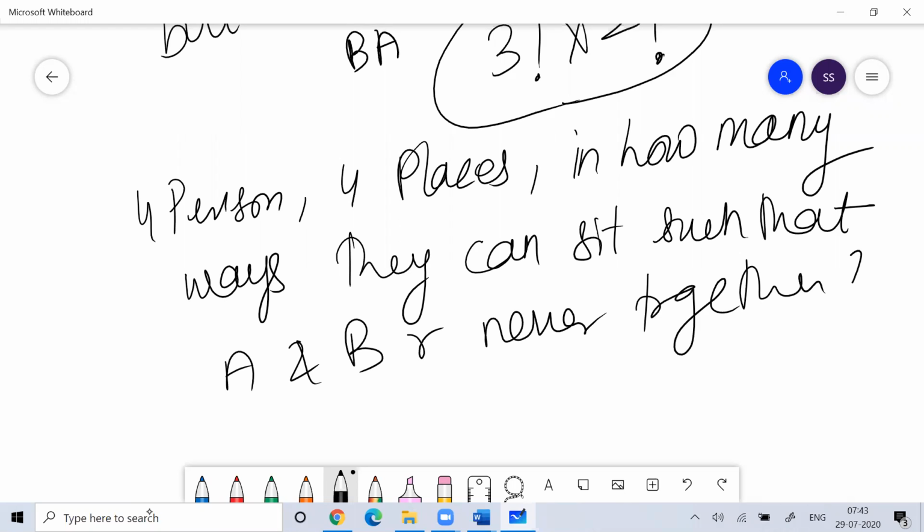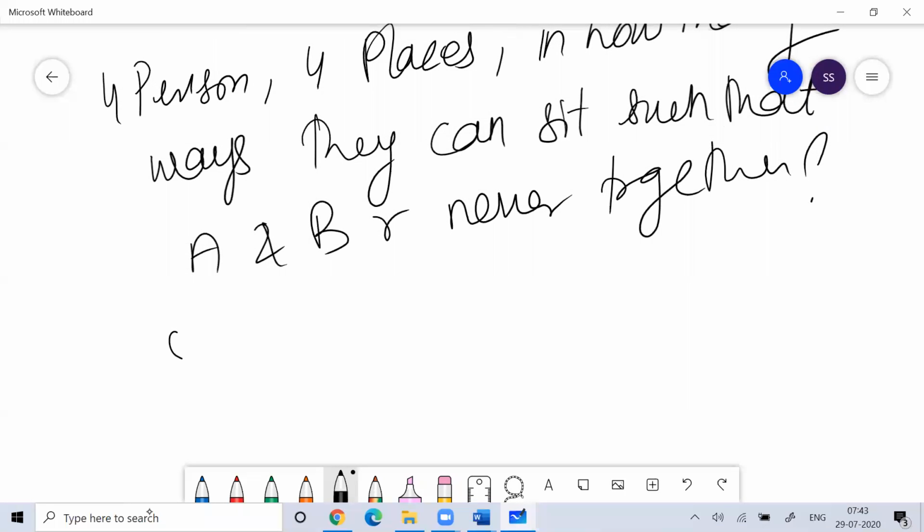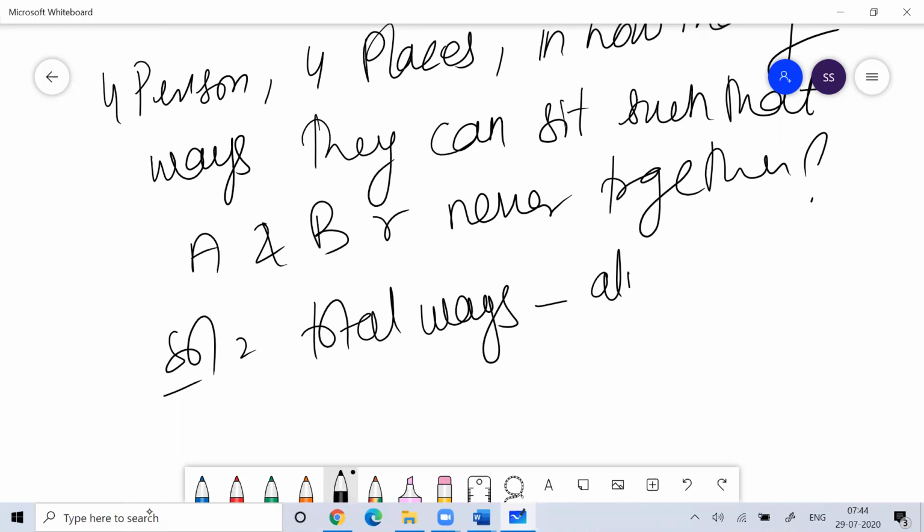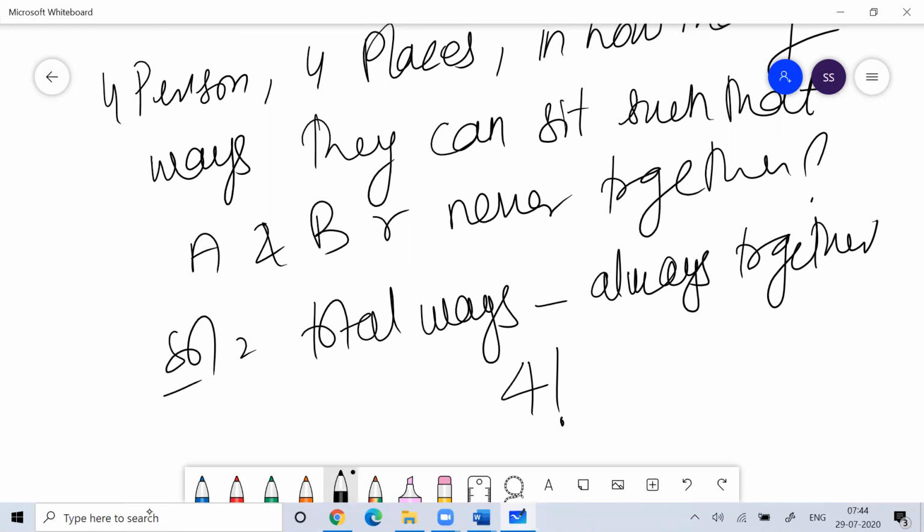When I'm asking never together, it means total ways minus always together. Total ways is 4 factorial, and always together is 3 factorial into 2 factorial. So never together means total ways minus always together. That way it will give you the answer.